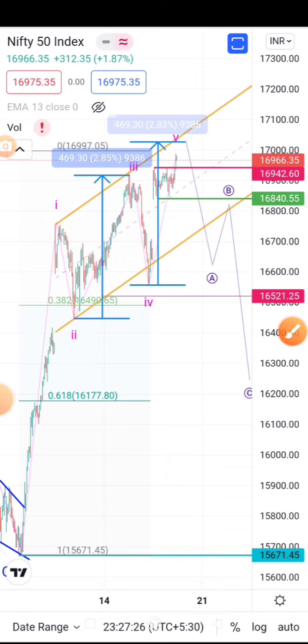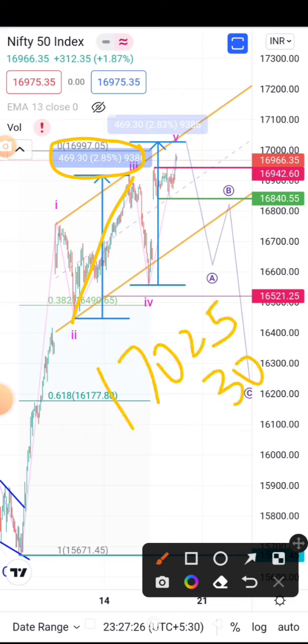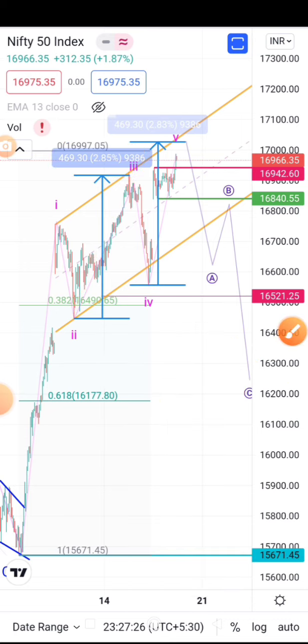That's what we can assume in the bearish case scenario. So tomorrow it can open with a small gap up and then it can start the drop. So that is the case that we are assuming. Here you have to notice that 470 is almost the length of the third wave, so the fifth wave should be shorter than this. So somewhere around 17,025 to 17,030, if it gaps up above these levels, then this case will be invalid. Then our second case will kick in.